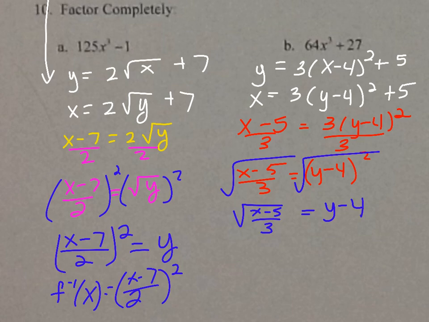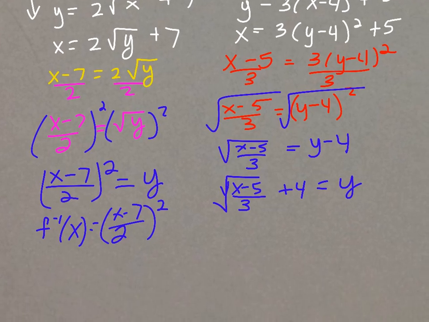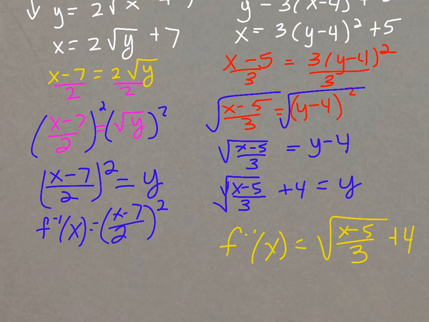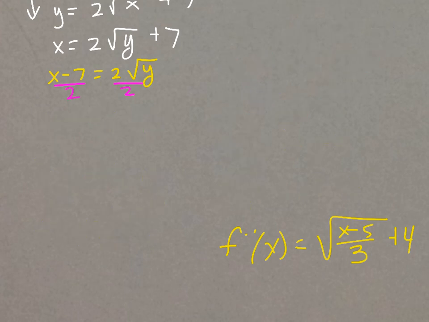Now add the 4 over. Sorry, it's the whole thing. Square root of the whole thing. And then add 4 on the outside equals Y. Don't put that 4 underneath because that came after we square rooted. So now I'll write it with the right notation. So it's the inverse of f of X equals the square root of X minus 5 over 3, and then plus 4 on the outside. Or you could put 4 plus in the front. Okay, so let's take a look at the last problems.